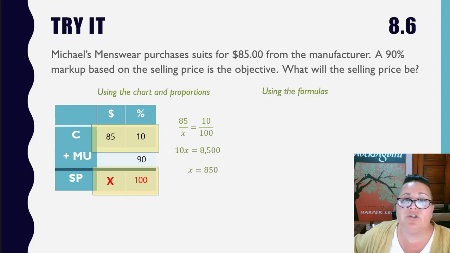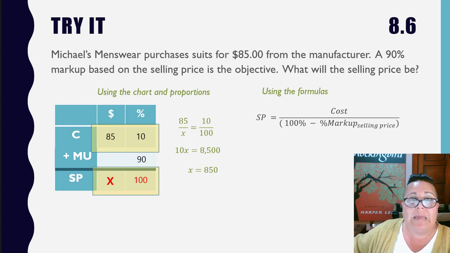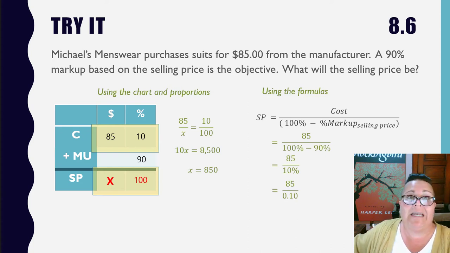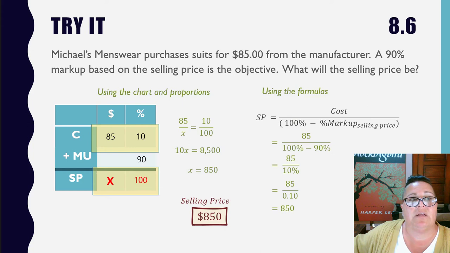Using the formulas, I should get the same answer. If I use selling price is equal to the cost divided by the complement of the markup based on selling price, when I put in the values, the cost was 85, the markup based on selling price was 90. So I'm going to have 85 over 100 minus 90%, or 85 over 10%, which is 85 divided by 0.10 as a decimal, or 850. In both cases, my selling price does work out to be $850. That is an expensive suit, but hopefully one that's well worth it.